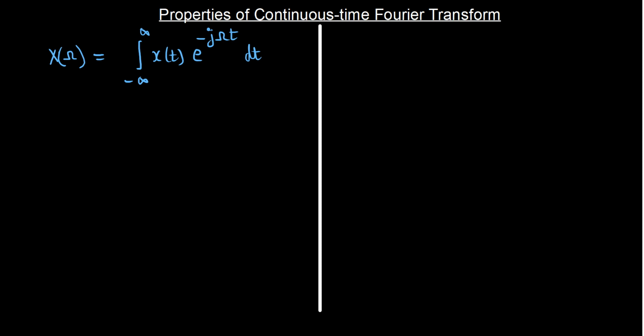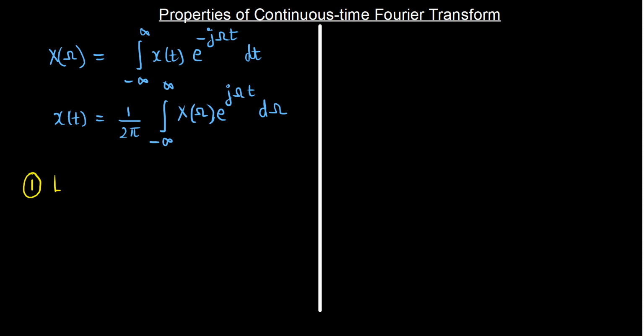We can reconstruct back the original signal x of t by using the synthesis equation that is given by 1 upon 2 pi integration from minus infinity to infinity x of omega e power j omega t d omega. Now that we are aware of the continuous time Fourier transform equations, let us look at the properties of this continuous time Fourier transform. The first property that we are going to look at is the most common property, that is the property of linearity.